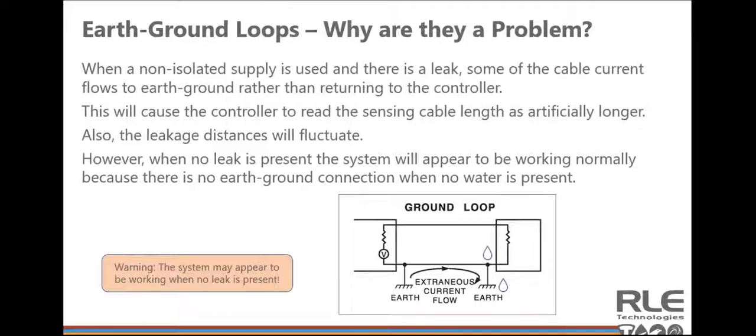Okay, so one of the maybe most common things we see with leak detection is a non-isolated controller. You can see from this example here, if you have a controller that's grounded, what happens is if you have a leak or contamination later in the cable, it might cause that cable to be grounded to earth ground as well. And it creates an earth ground loop where if the controller sends a test current to get a measurement down the cable, some of the current will actually flow to earth ground instead of back to the controller, which can cause a few problems.